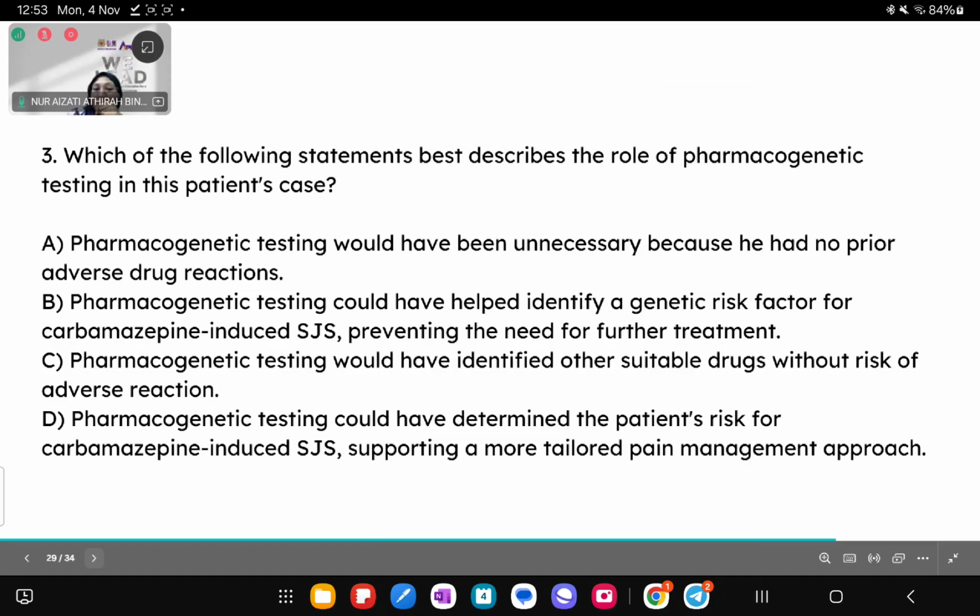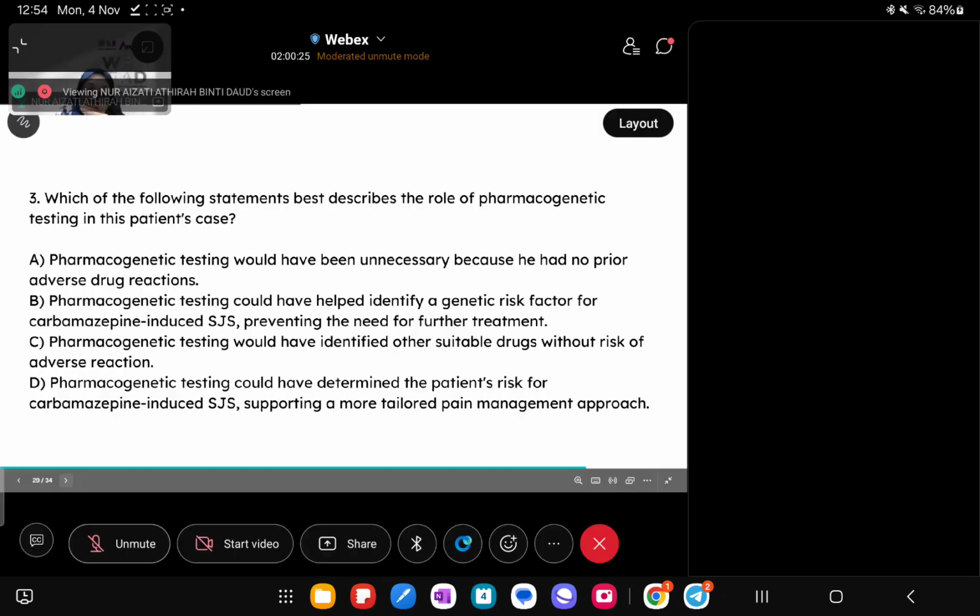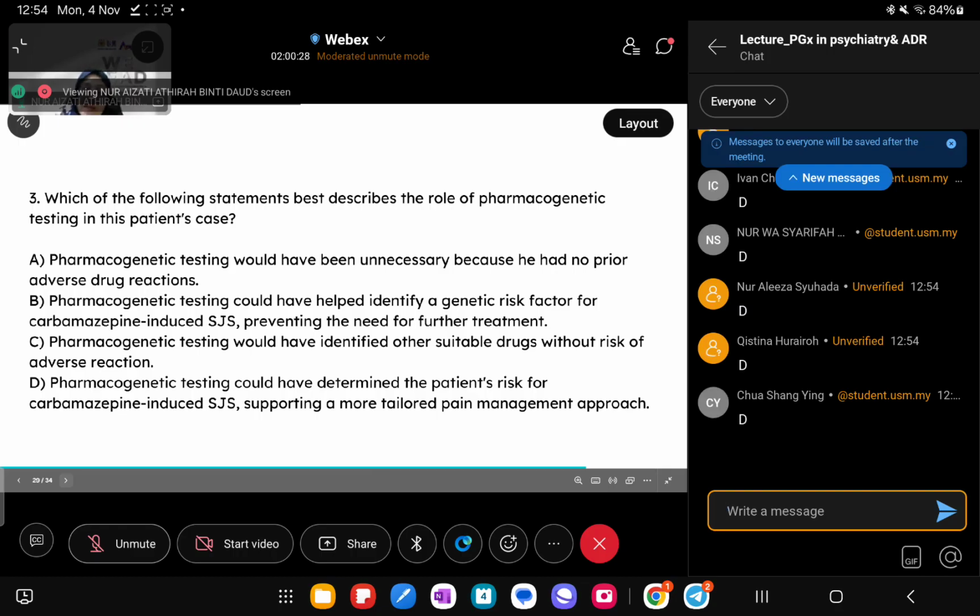ABCD, number 3. What would be the best description of the role of pharmacogenetic testing? Okay, pharmacogenetic testing could have determined the patient's risk for carbamazepine-induced SJS, supporting a more tailored pain management approach.